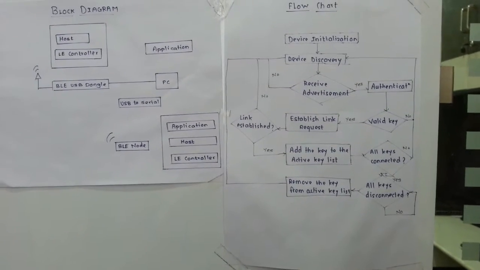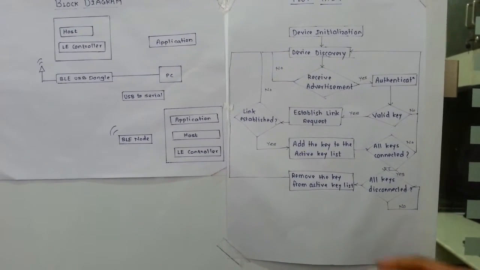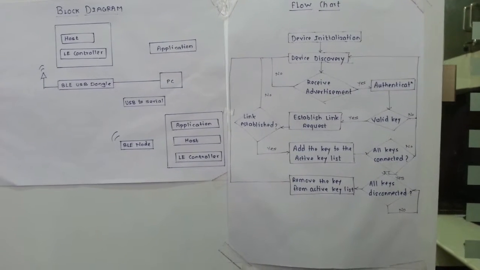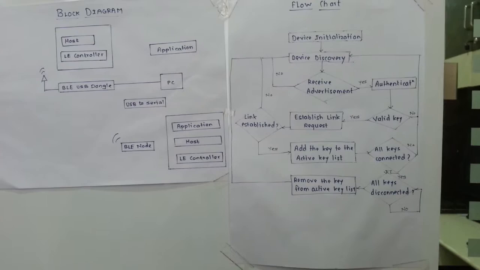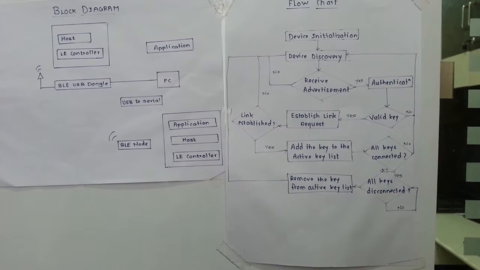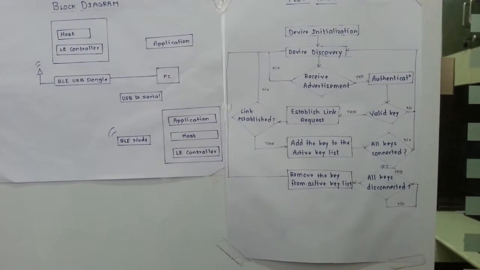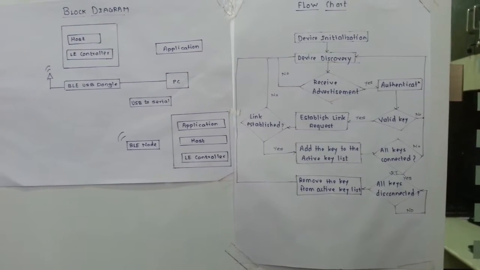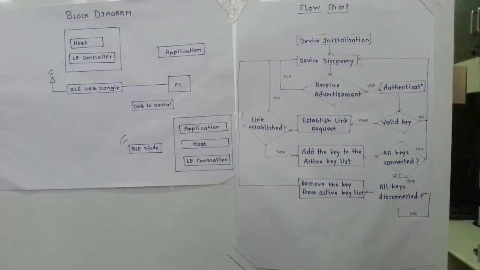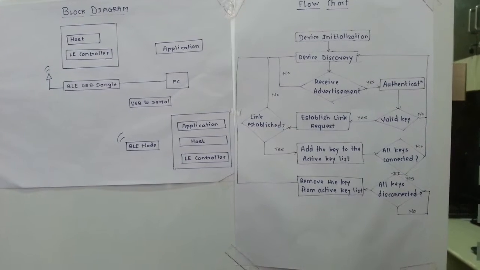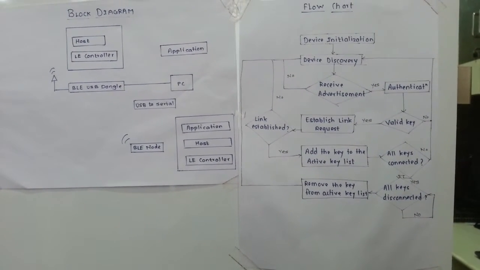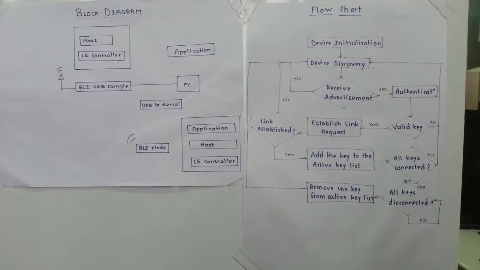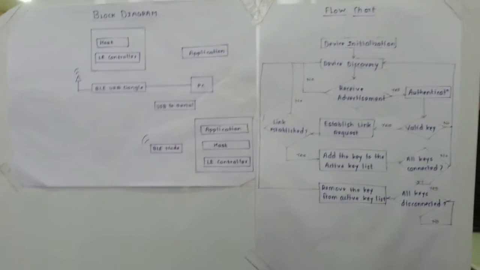BLE nodes act as a key which is used for the vehicle. So these BLE nodes are first pre-programmed by the car manufacturer or by the programmer, and these keys are programmed as peripherals, and the USB dongle is programmed as a central. This USB dongle is installed in a car where a lock control system is established. So now we will see the flowchart.